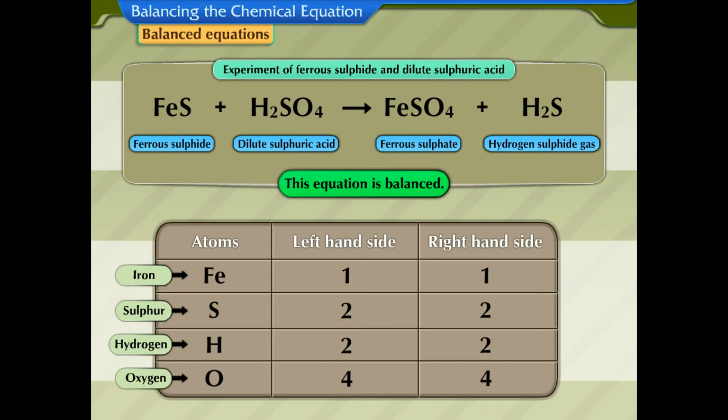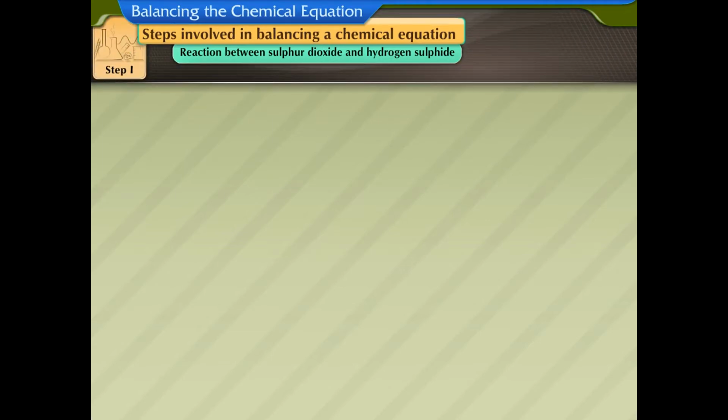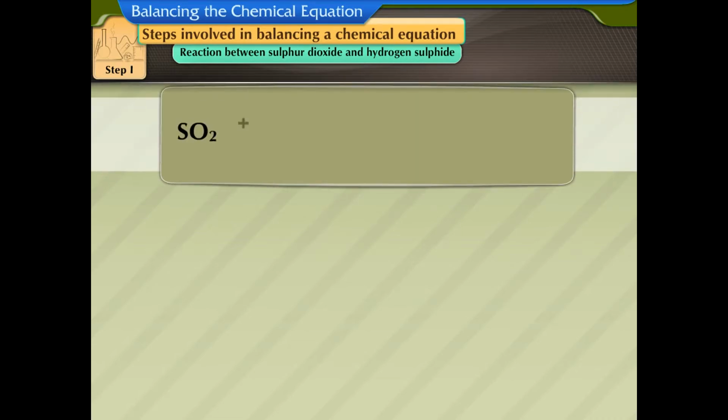Now let us understand the steps involved in balancing an unbalanced chemical equation. Steps involved in balancing a chemical equation. Consider the reaction between sulfur dioxide and hydrogen sulfide. Step 1. First, write the chemical equation for the reaction. SO2 plus H2S gives S plus H2O.